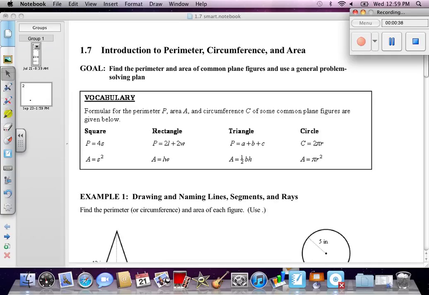Okay, so we're going to look at finding the perimeter and area of all of these. And instead of pi, we're going to use 3.14 for these.